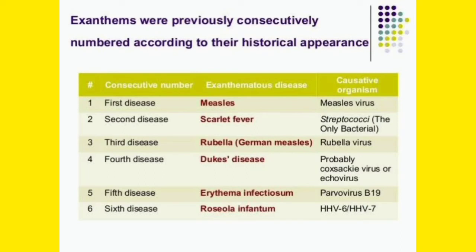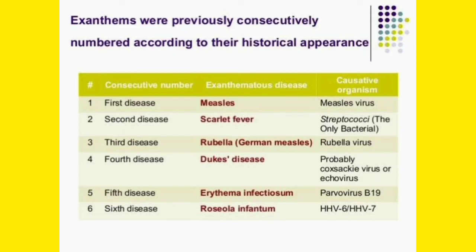So once again, let us revise all these things. First disease, first is me, so measles, caused by measles virus. Second is S for scarlet fever, caused by Streptococcus pyogenes, pus forming pyogenes. Next is the third disease. After you get the scar, what will you do with the scar? You rub the scar. So RUB, rub means rubella, caused by rubella virus.